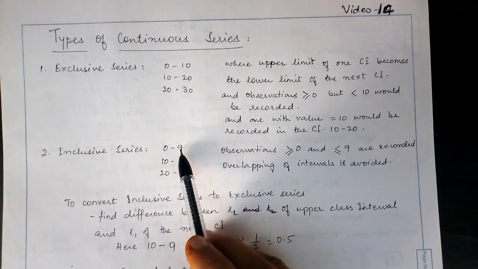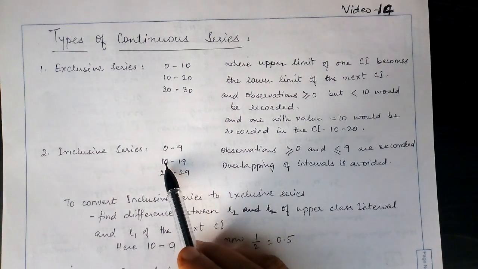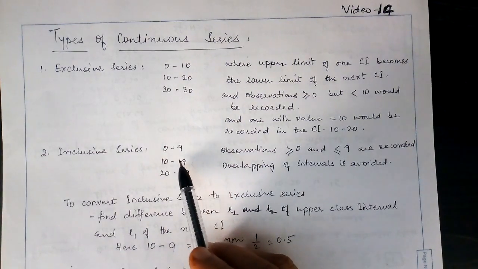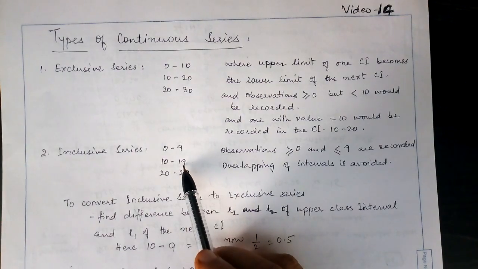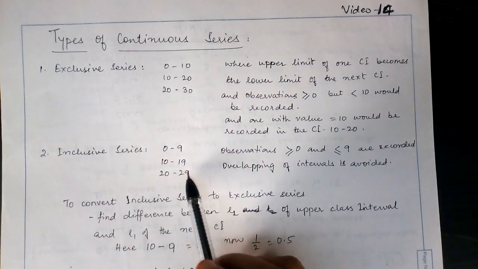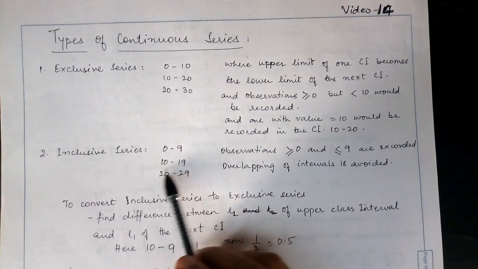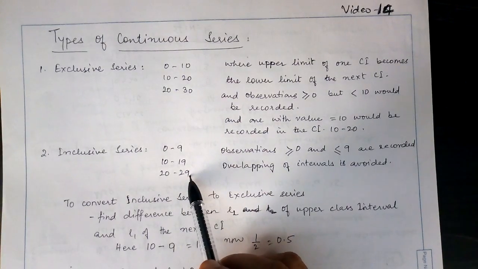If an observation is 9, that will be included in this class interval. If it is 10, it will be in the next one because 10 is the lower limit. And now 19 is the upper limit. So an observation which is equal to 19 will be included in this class interval. And here, 20 to 29, all the values from 20 to 29 will be included in this class interval.